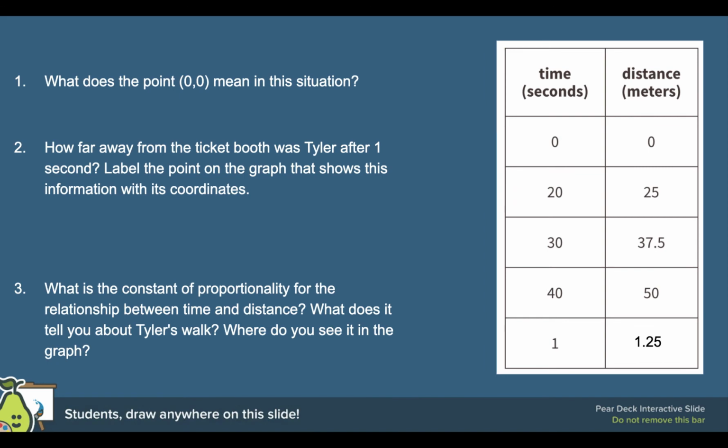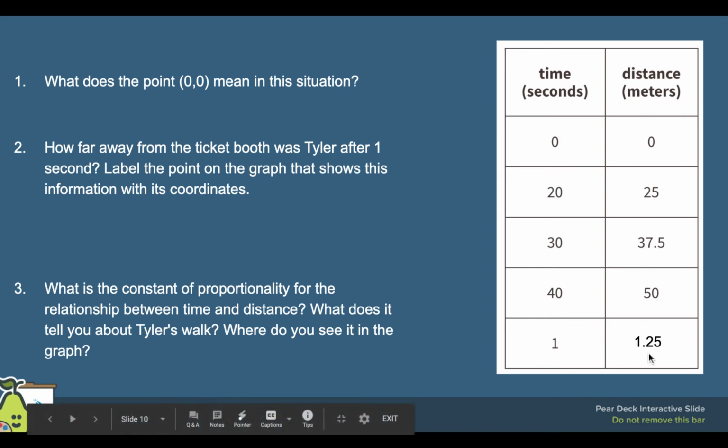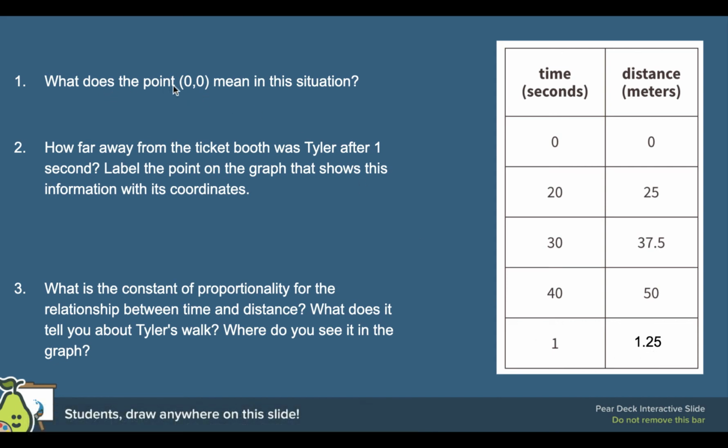Now that you have found those answers and you plotted your points, we were able to determine that your distance was 1.25 meters in 1 second. So what does the point 0, 0 mean? What does this mean during this ticket booth time? Where is he standing at 0 seconds?